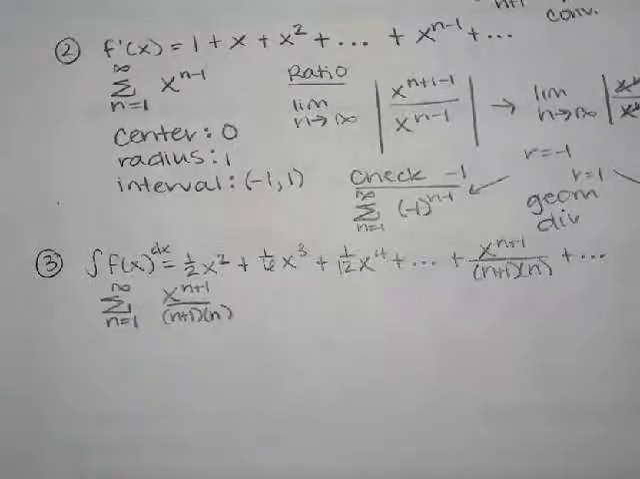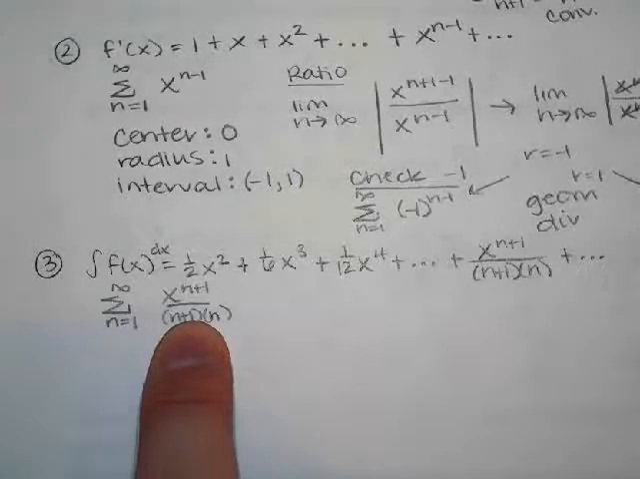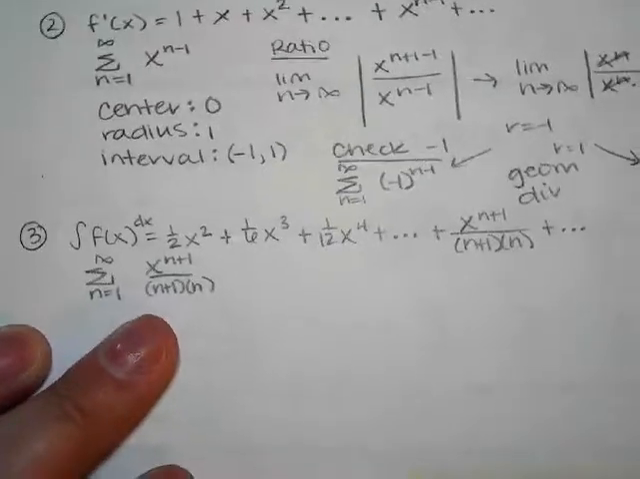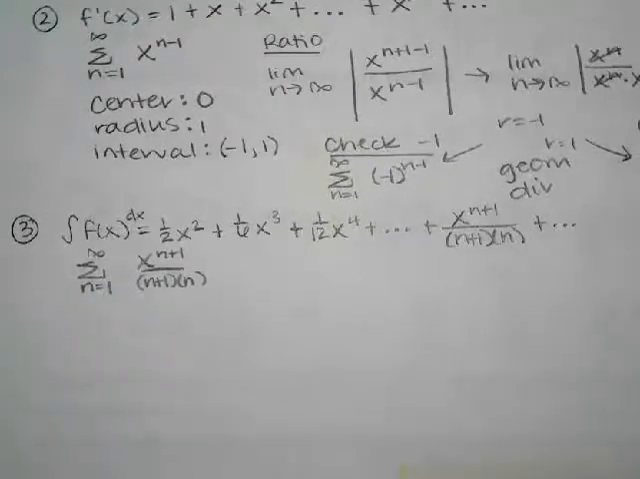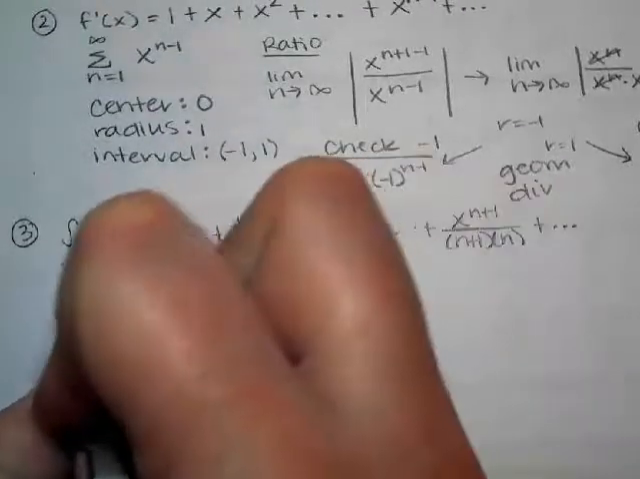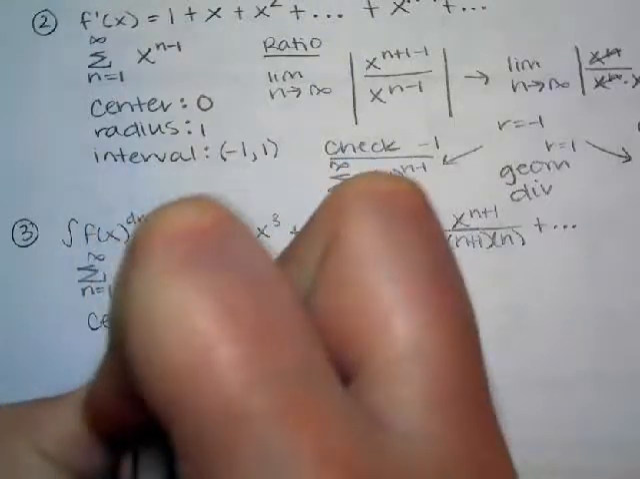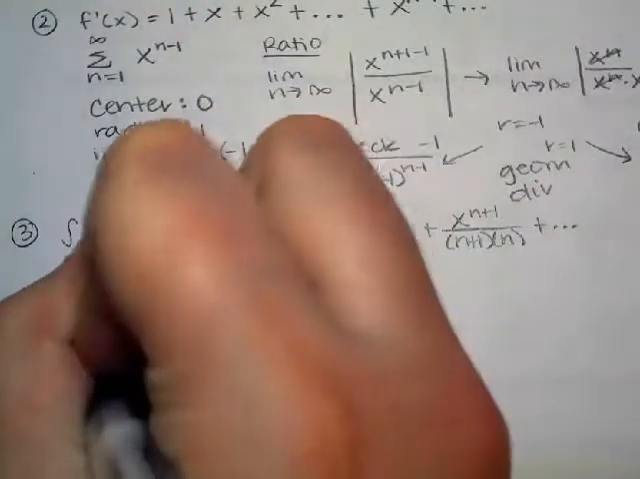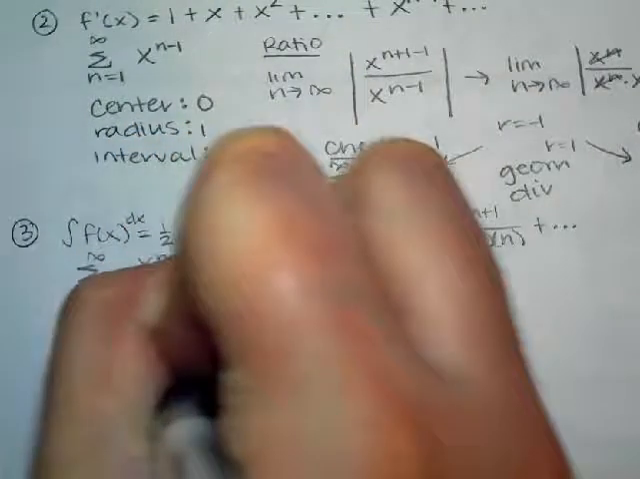Okay. Any other questions? Can you guys see how it would work? Okay. All right, so what's the center for this one? 0. Okay. And then what should we do to find the radius? How do we find the radius? Ratio test. Okay, so we're going to do the limit as n goes to infinity.